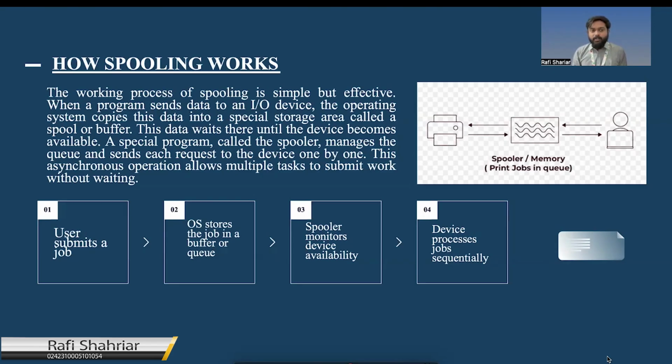Let's elaborate on this. The working process of spooling is simple but effective. When a program sends data to an I/O device, the operating system copies this data into a small special storage area, which we can call a spool or a buffer. This data waits there until the device becomes available. A special program called the spooler manages the queue and sends each request to the device one by one. This asynchronous operation allows multiple tasks to submit work without waiting.